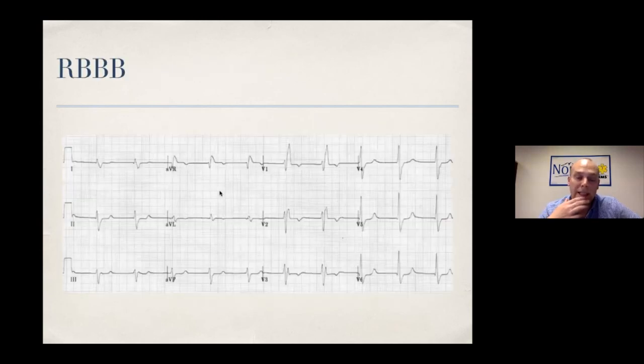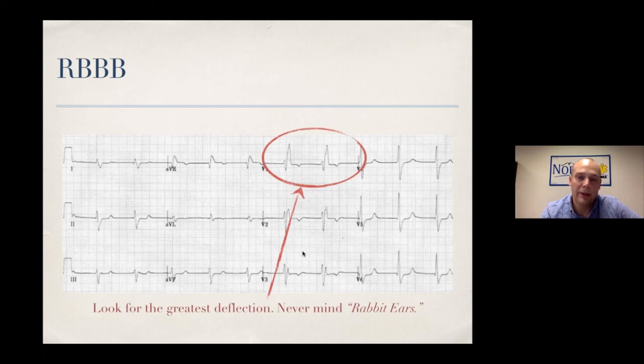So if you look at this, this is what a right bundle branch block looks like. Like we talked about, I see that it's wide, so there's something going on there. I look at V1, and I can see the majority of the complex is above the isoelectric line and it's wide. So that's a right bundle branch block right there. Don't even worry about rabbit ears. The majority is above the isoelectric line.